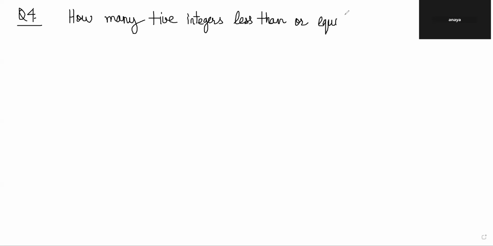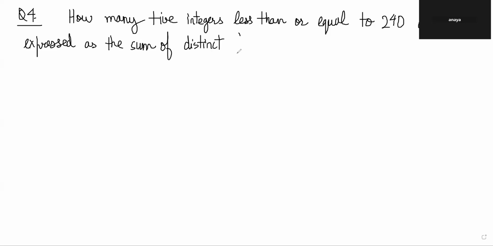Okay. How many positive integers less than or equal to 240 can be expressed as the sum of distinct factorials. Distinct factorials.